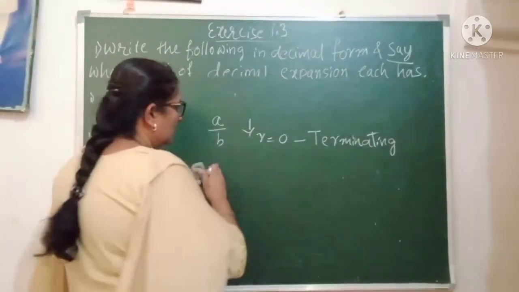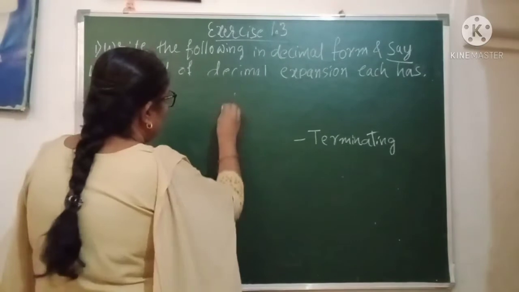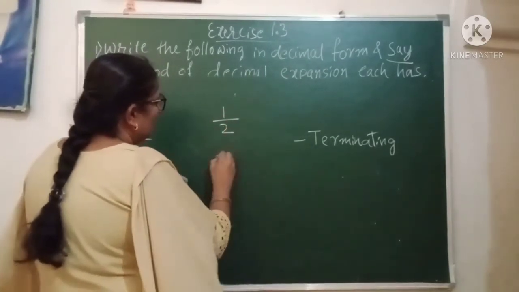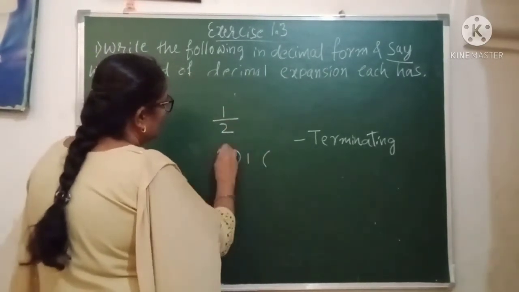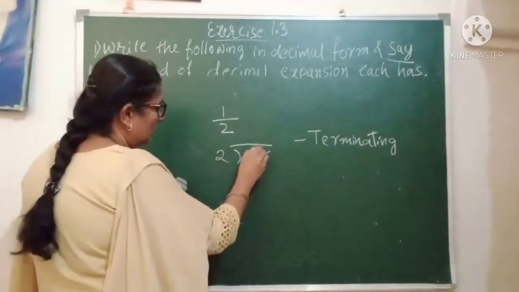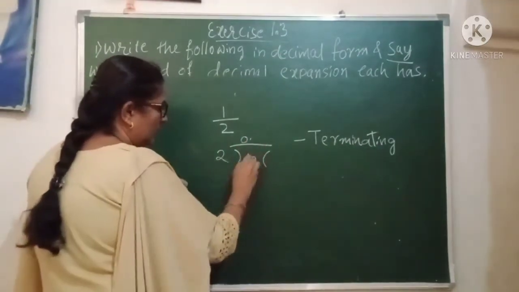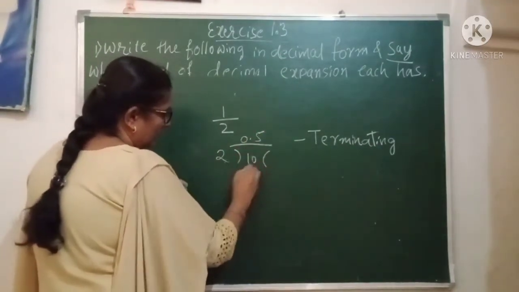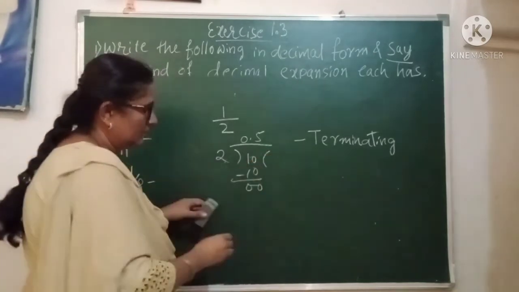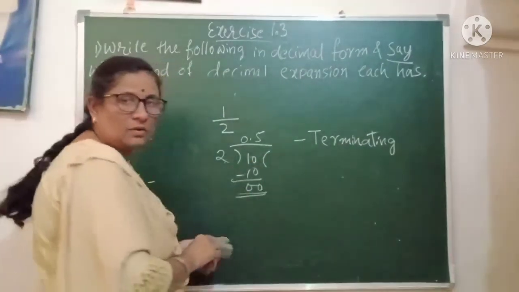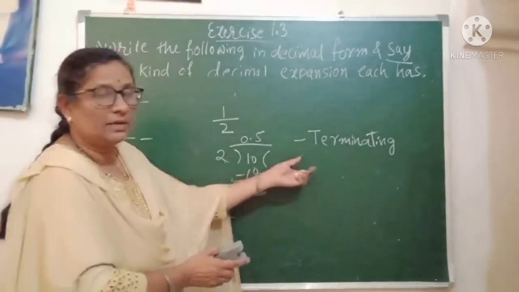For example, I will show you one. It's a simple one. 1 upon 2. If you divide 1 by 2, what happens here? This one is smaller, so use 0 point. Take 0 here. 2 5s are 10. Very simple. That means I want to show you that if the remainder becomes 0, then we call it terminating.